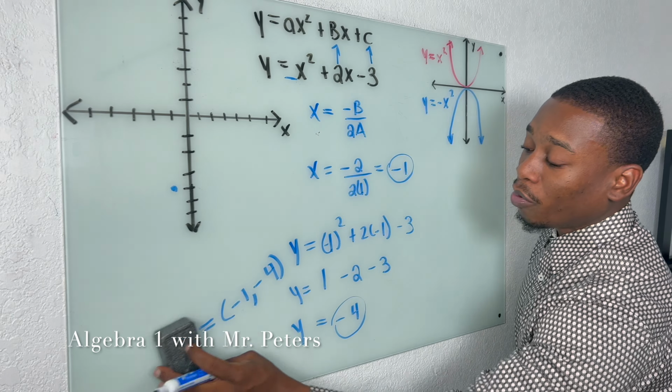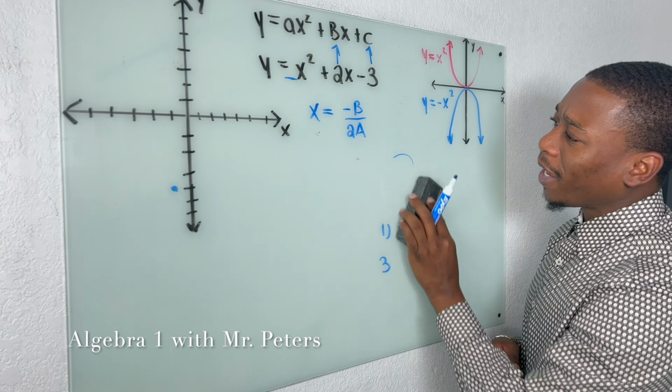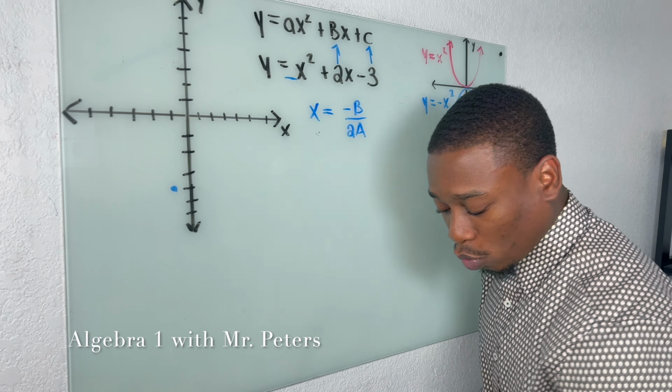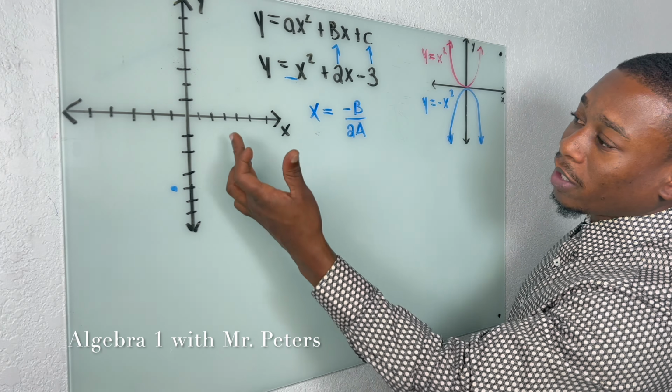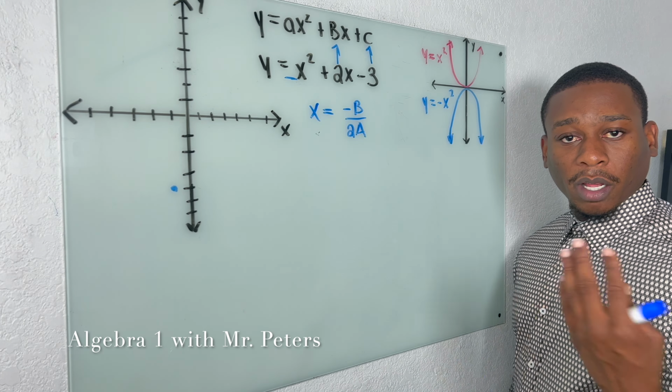Now, after we plot that point, guys, similar to vertex form, we're going to go back and try to identify 2 more points. So I'm going to plug in 0 for x right now, and then we're also going to get another point.